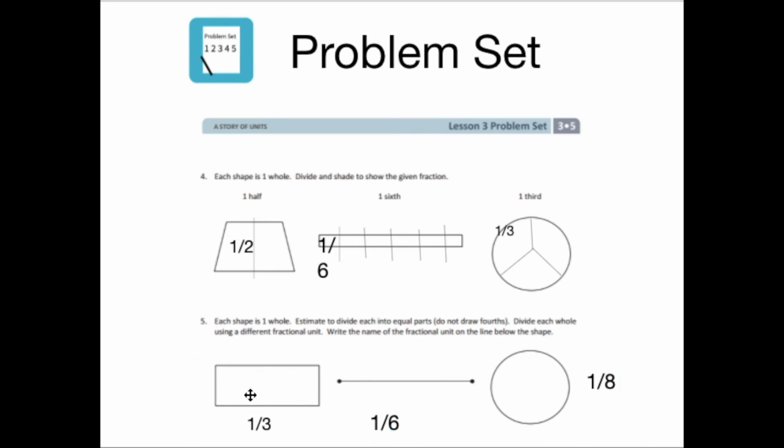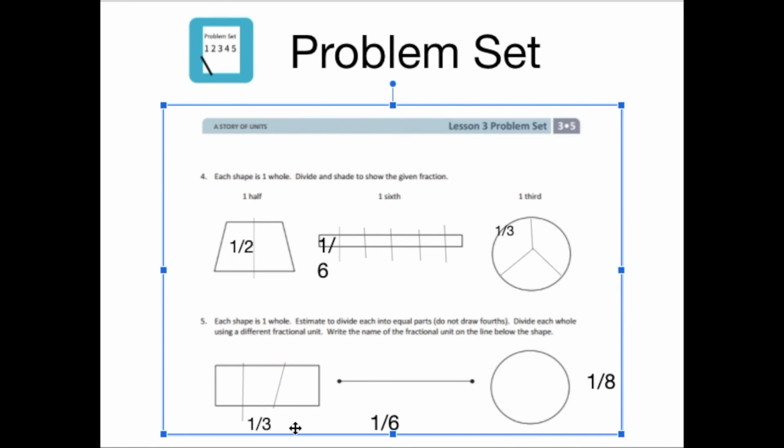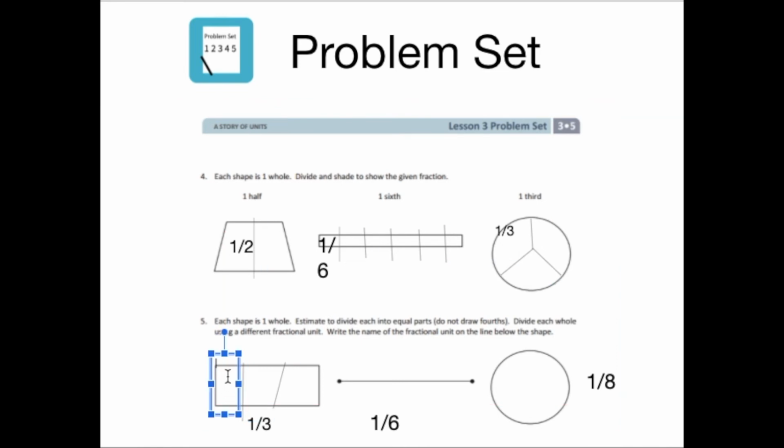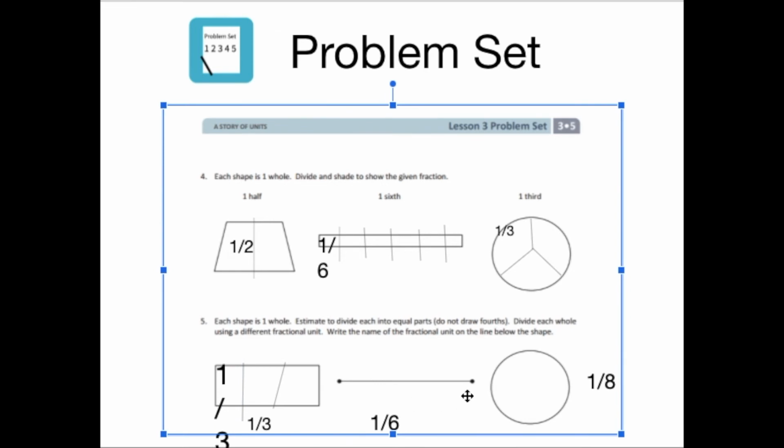So let's start with my rectangle here. I need to split that into thirds. That means I need to give this 2 lines. Once I give it 2 lines, you should see that I have shown thirds. 1, 2, 3. I don't know why that's crooked. Now I'll take my part and I'll identify it by writing 1/3. There you go.